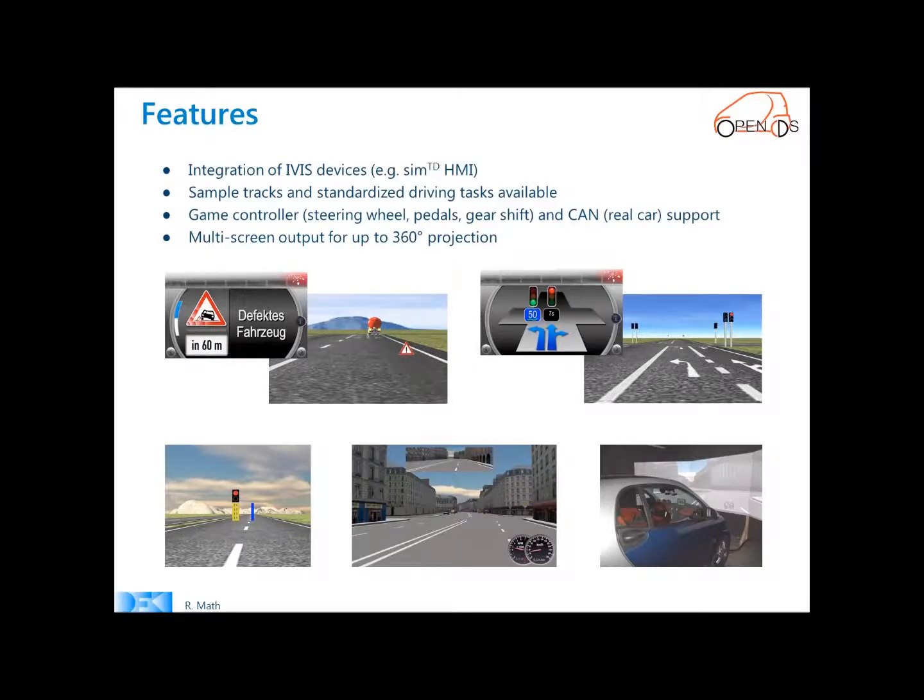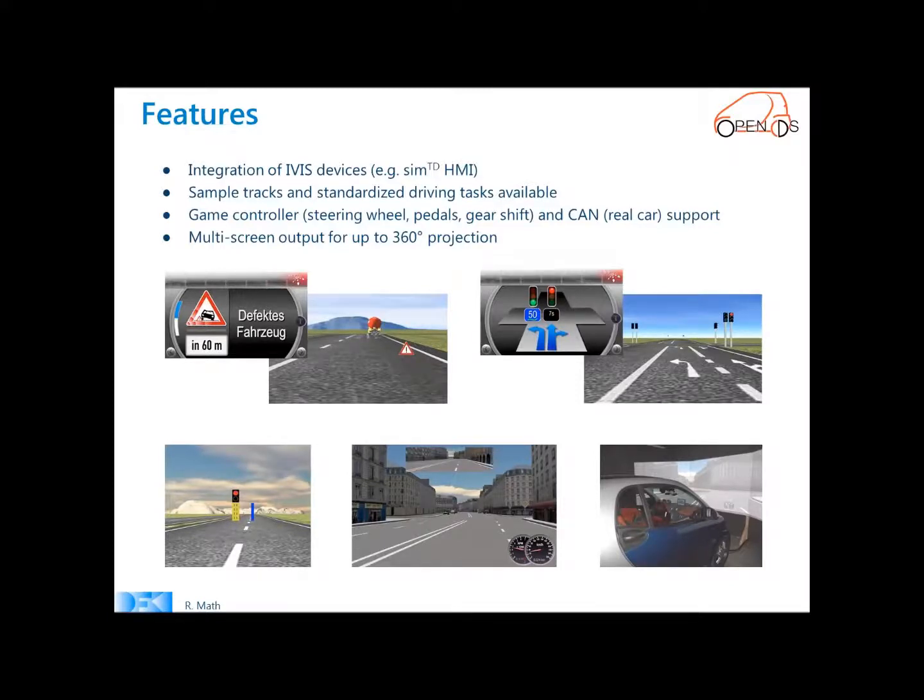Okay, let's see now some of the features. Here are some screenshots of what I've already mentioned from our SimTT GUI. So the screenshots in the upper half. On the left, you see the broken vehicle. So this is a local danger warning.